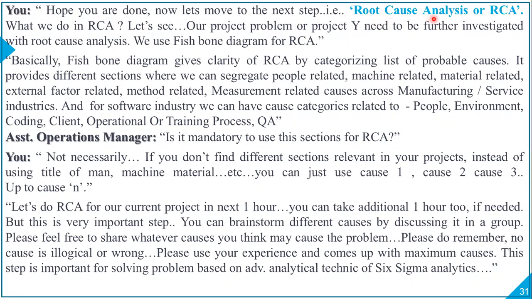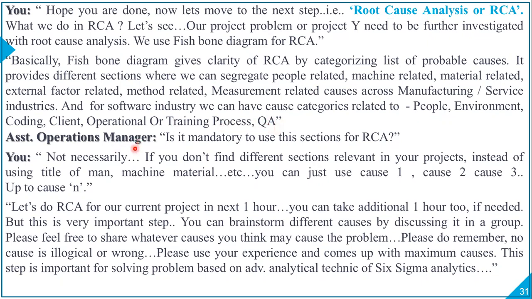Now let's move to the next step, that is root cause analysis or RCA. A project problem or project Y needs to be further investigated with root cause analysis. We use a fishbone diagram for RCA. Basically, a fishbone diagram gives clarity by categorizing the list of probable causes. It provides different sections where we can segregate people related, machine related, material related, external factor related, method related, and measurement related causes across manufacturing and service industries as well. For the software industry, we can have cause categories related to people, coding environment, software environment, client, operational or training processes, and finally QA, that is quality assurance.